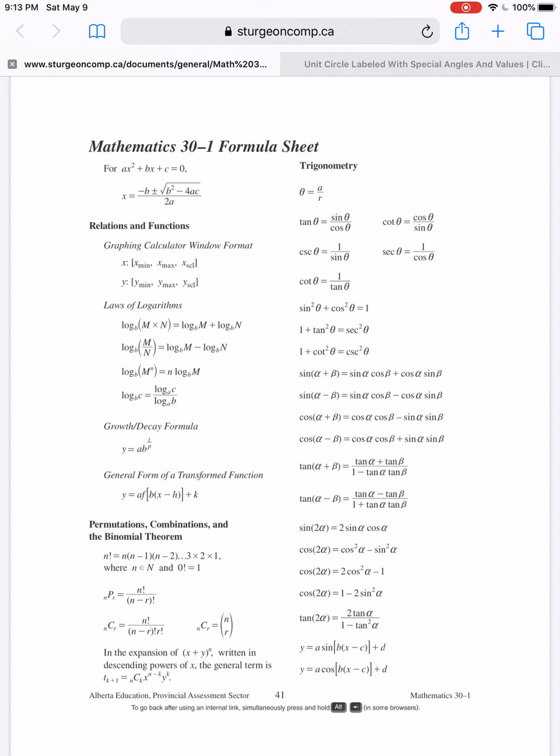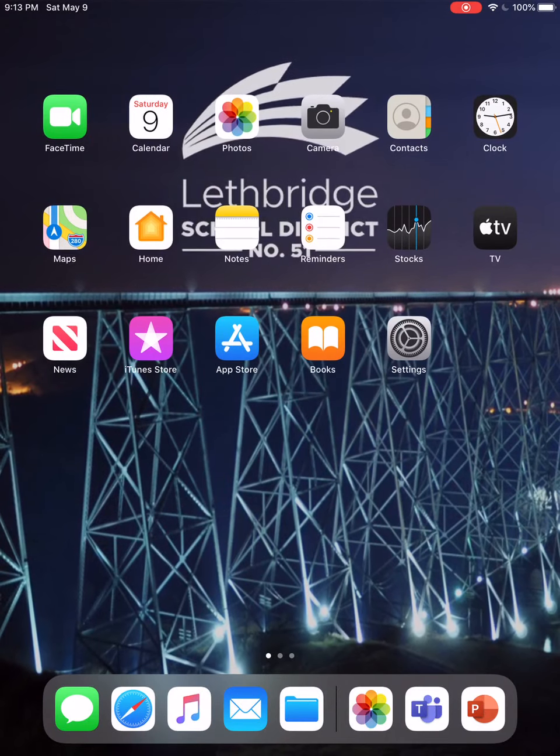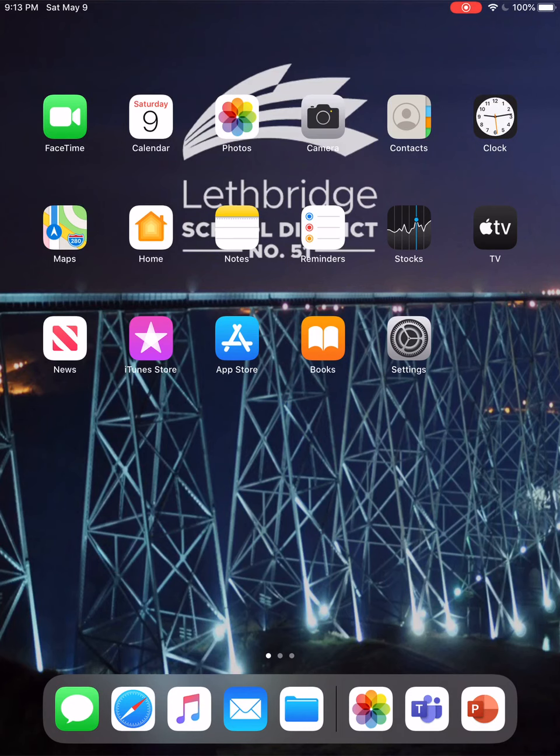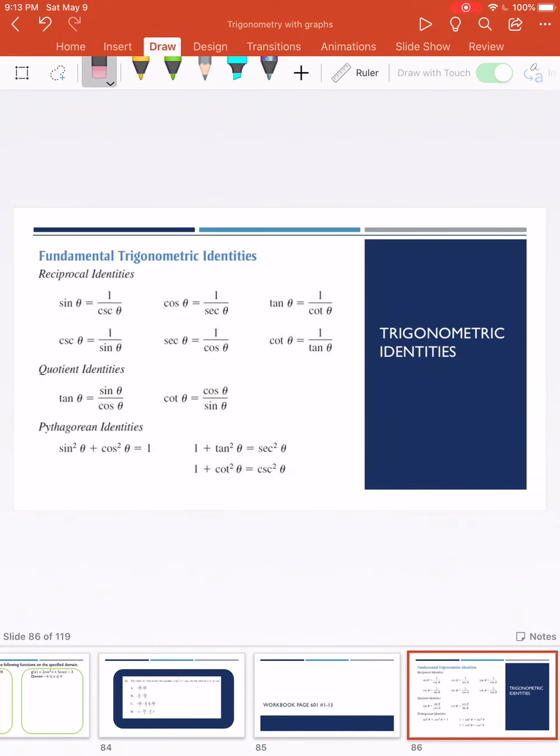Again, if you've lost your formula sheet or you don't know where one is, if you just Google Math 30-1 formula sheet, it'll pop up right away on any type of internet browser. Or also, if you have that red workbook, remember that formula sheet is the very last page in that workbook, so you can use that too.